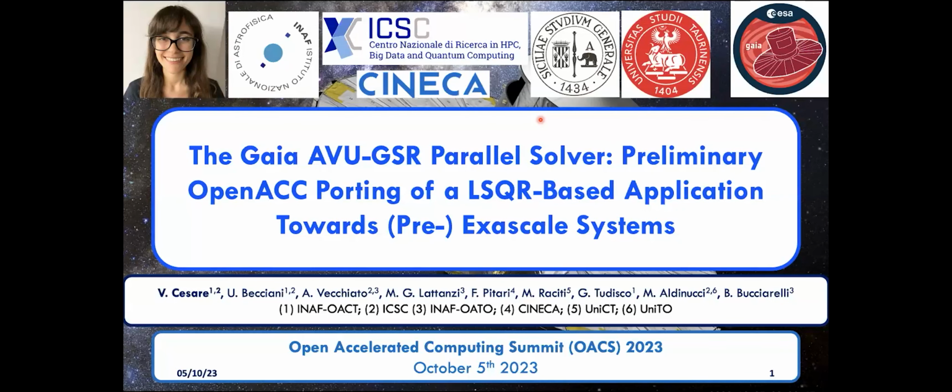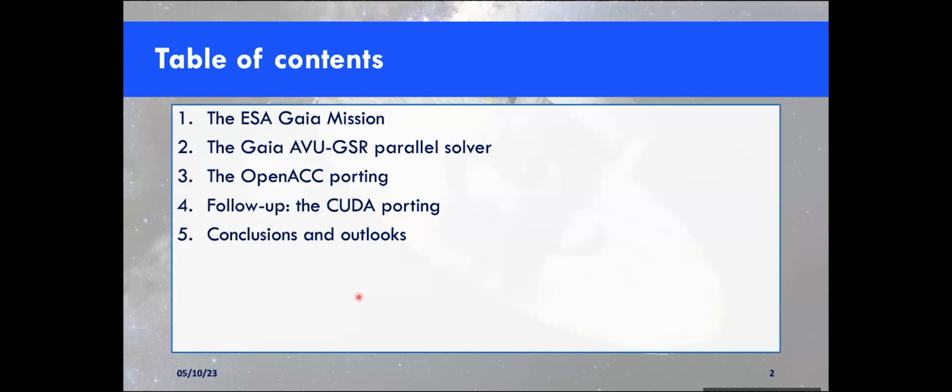In this talk, I will talk about the OpenACC porting to GPU of the Gaia AVU-GSR parallel solver. This solver is an LSQR-based application, and the study is in perspective of pre-Exascale systems. During this talk, I will spend a few words about the ESA Gaia mission. Then I will explain how this solver works, and I will talk about this OpenACC porting and the successive, more optimized CUDA porting. And at last, I will draw my conclusions.